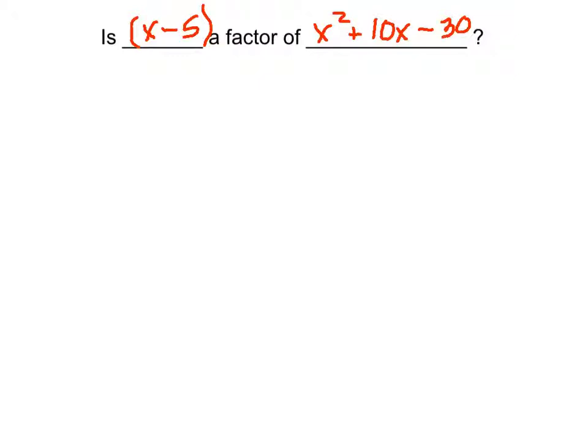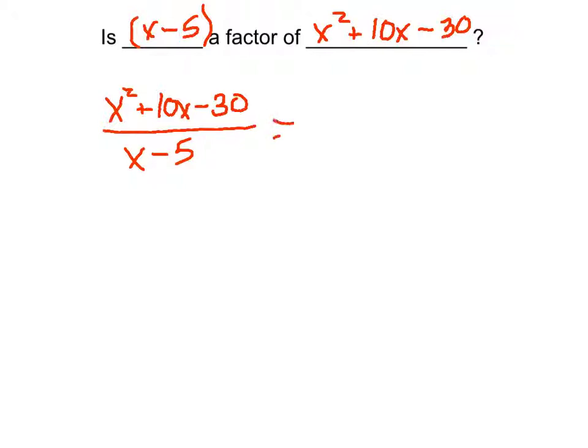To figure out whether or not something is a factor, what we have to do is take whatever we have, in other words x squared plus 10x minus 30, and divide it by x minus 5, whatever we want to test. We're testing whether or not x minus 5 is a factor, so that's going to be our divisor. What we want to know is, if you divide these, do we get a remainder of 0? We're going to get a quotient, but what's the remainder going to be? If the remainder is 0, then it's true that x minus 5 is a factor of x squared plus 10x minus 30.